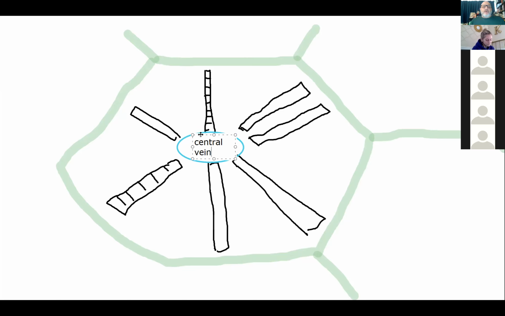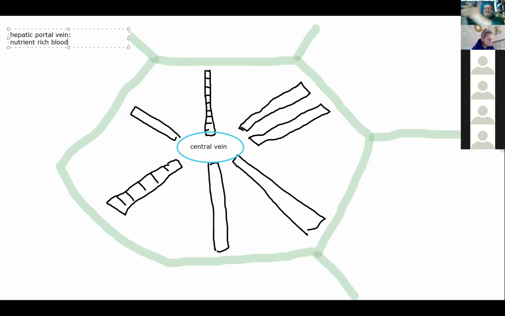Remember, one of the major jobs of the liver is to process all of the blood that is coming from our digestive system. So we have that blood coming from the digestive system via the hepatic portal vein that is carrying blood that is very nutrient rich.